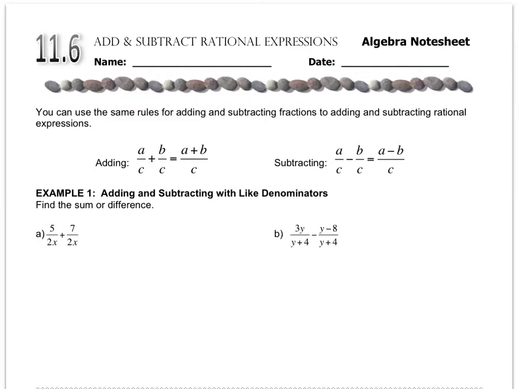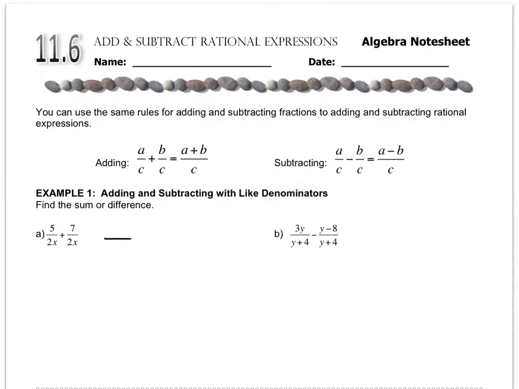Just like multiplying and dividing, the rules for adding rational expressions are the same as the rules for adding fractions. So if you have a common denominator, you just add the numerators. And if you have an uncommon denominator, we'll look at that in a little bit, because we have to do a little more math to get the common denominator.